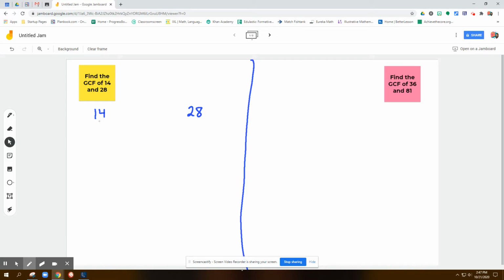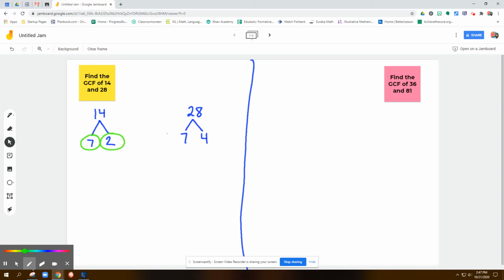Okay, let's go and see how you did on this. So 14 can be broken down into 7 times 2. Now this is a pretty easy number to do the prime factorization of because 7 is prime and so is 2. So we don't have to break this number down any further. Now let's look over here at 28.